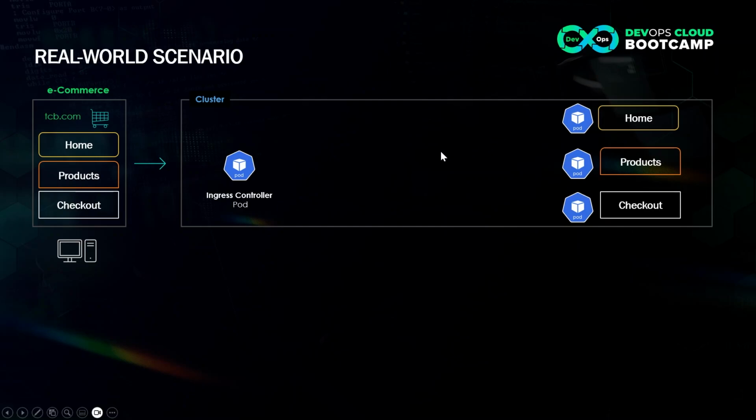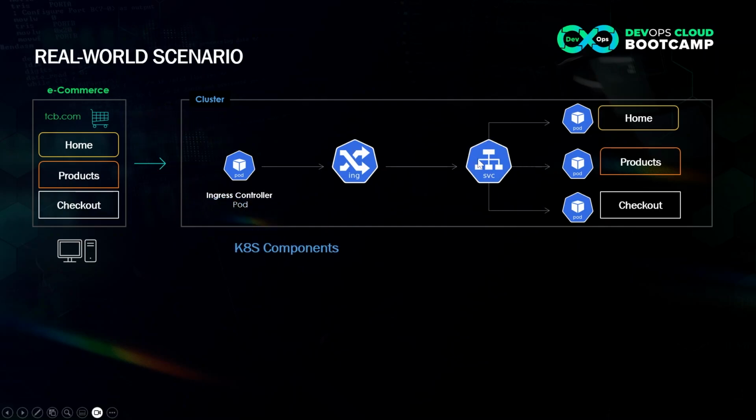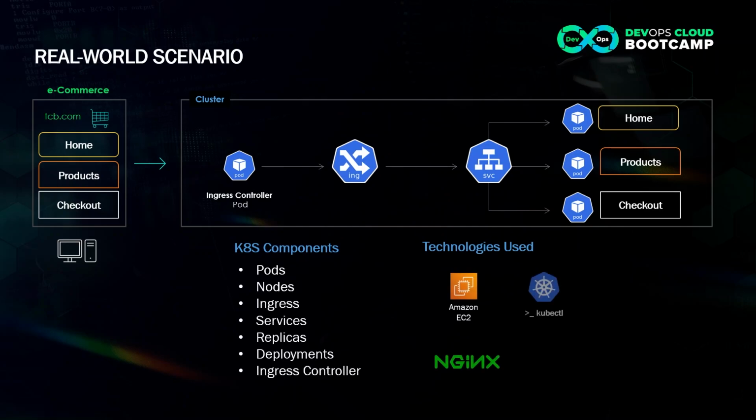In order to provide external communication, as we explained, you need to have an Ingress Controller, which is a specific pod. You also need to deploy an Ingress service, which will interact with the internal service that communicates with the pods. Throughout these videos, we'll be implementing the pods, nodes, ingress, services, replicas, deployments, and the Ingress Controller.